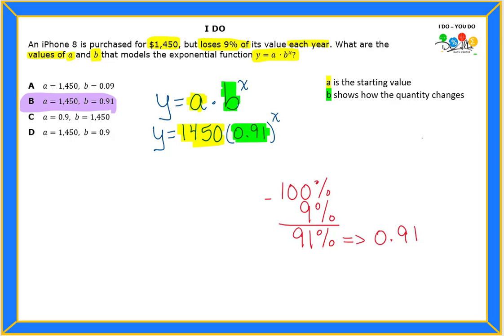We're not really finishing up the problem or working it out, but it's very important that you can identify your A and your B. Most important, you need to know whether you're adding or subtracting the percent given to you. If you're losing, you need to subtract. If you were gaining, then you would add that percent to your 100%. Very good.